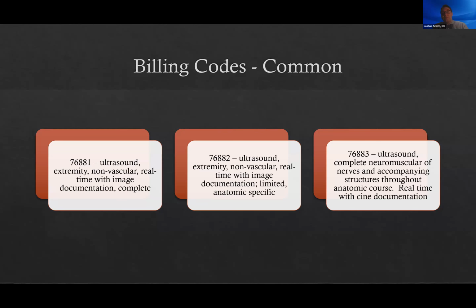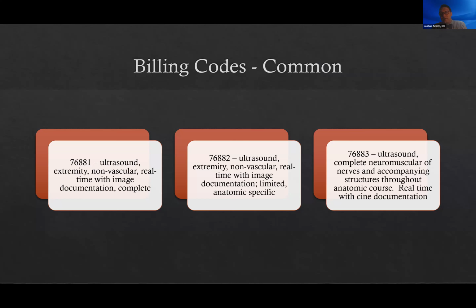So most times you're going to be using something like a 76882 code. This is the ultrasound extremity, non-vascular, real-time with image documentation, limited, anatomic specific. You can use this one if all you really do is talk about the nerve and how it looks and anything really close to the nerve. You don't have to talk about all of the other extrinsic structures. If you get good enough with this technology that you're talking about the bone cortical surfaces and the vascular and the other things going on, then by all means, you should bill a 76881 because it's going to correlate more with how much work you did. And it is going to give you some more RVU and some more money.